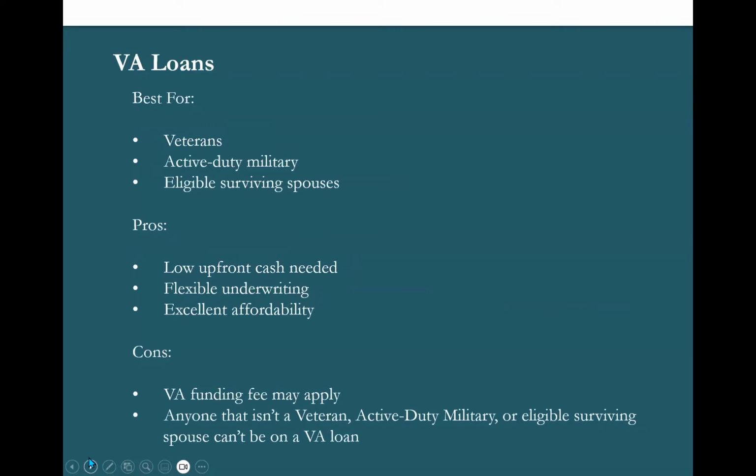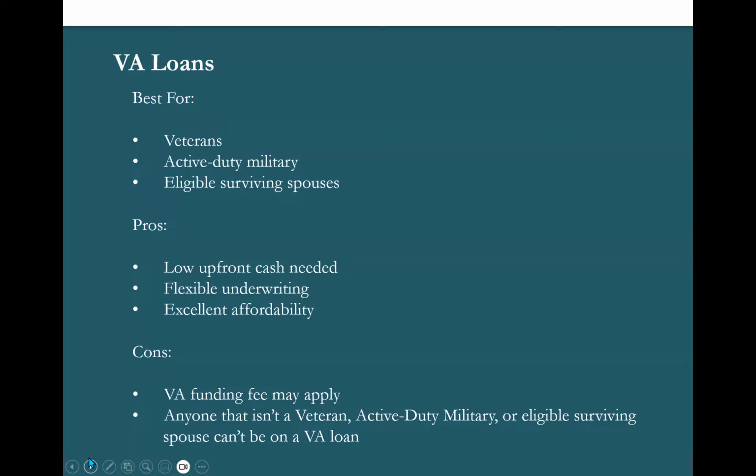The pros are low upfront cash needed because of that 0% down, so you just have your prepaid expenses and closing costs. Flexible underwriting, so the VA is much more wanting to make sure their veterans get home, so they don't have as strict of requirements on a lot of things that conventional loans or FHA loans do. And excellent affordability for the purchase price that you are looking to purchase.